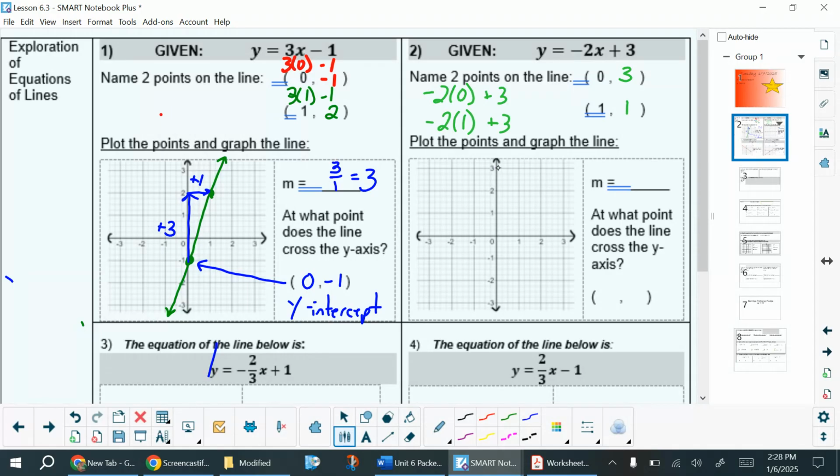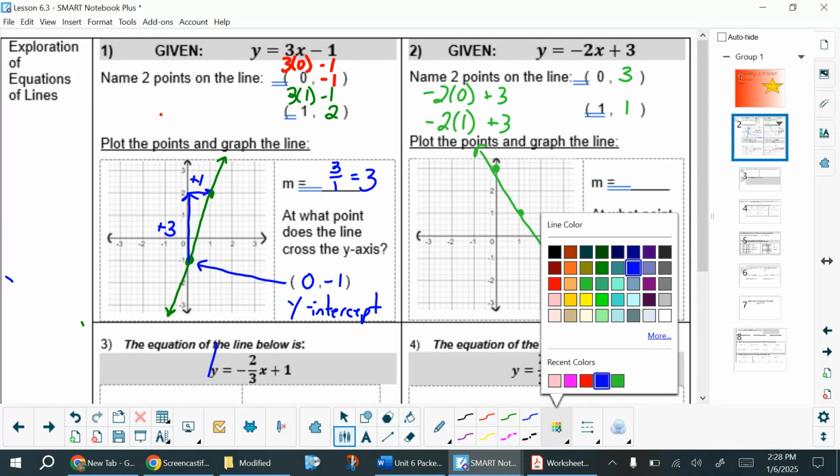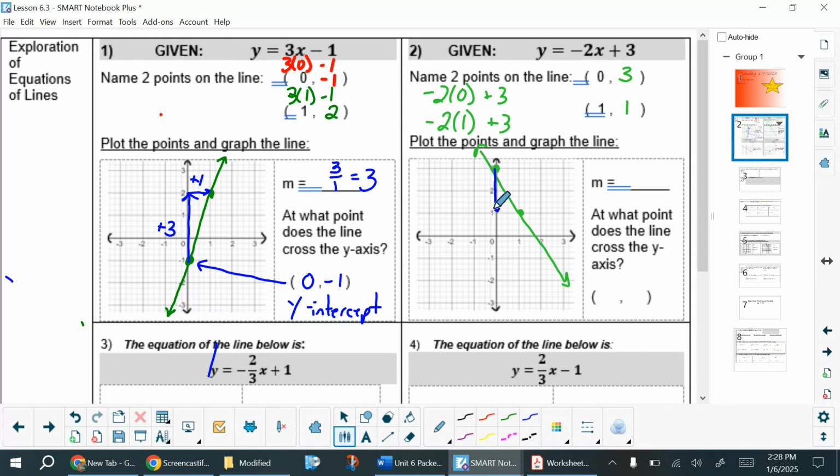And I'll graph those points. 0, 3, and 1, 1. Graph my line. Same thing as before. I want to find the slope. So I'll do my rise, which in this case was a down 2. And my run, which is a plus 1. So my slope is negative 2 over 1, which is just negative 2. And then the point where it crosses the y-axis, or the y-intercept, is this point right here at 0 comma 3.